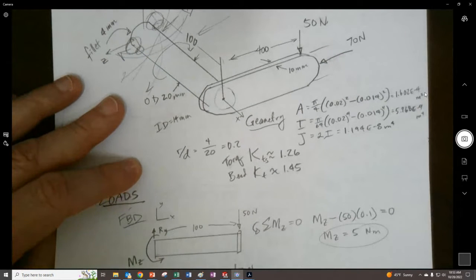I don't know. I figured I'd add that in there.